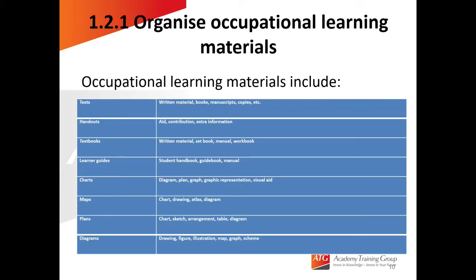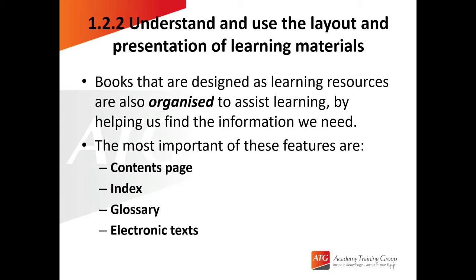Organizing occupational learning materials includes the following: texts, handouts, textbooks, learner guides, charts, maps, plans, as well as diagrams. This is also in your learner guide. Understanding and the use of layout and presentation of learning materials. Books that are designed as a learning resource are also organized to assist learning by helping us find information that we need. The most important of these features are the contents page, index, glossary, as well as electronic texts.